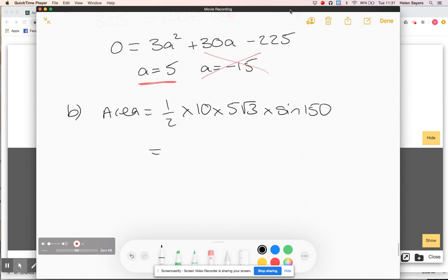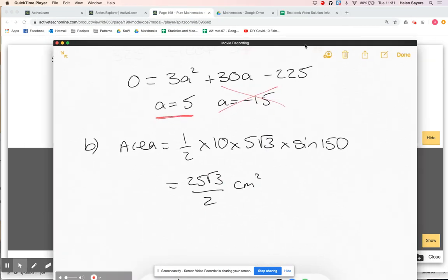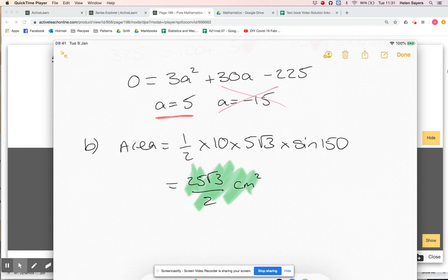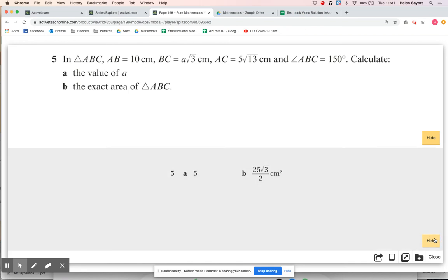Unless we've missed something, let's put it straight into the calculator. Half times 10 times 5 root 3 times sine 150 is 25 root 3 over 2, and those measurements were in centimetres. Did it say exact? Yeah, it said exact area, so that's how I would leave that answer, assuming it's correct. So yeah, 25 root 3 over 2 and 5. Awesome.